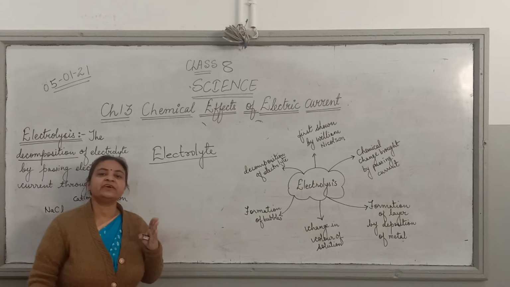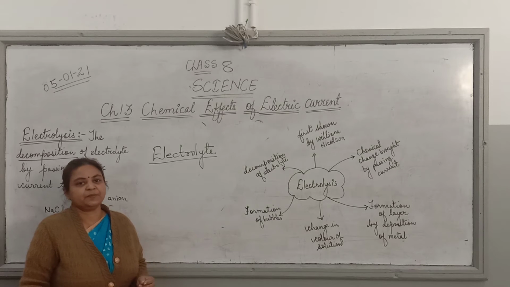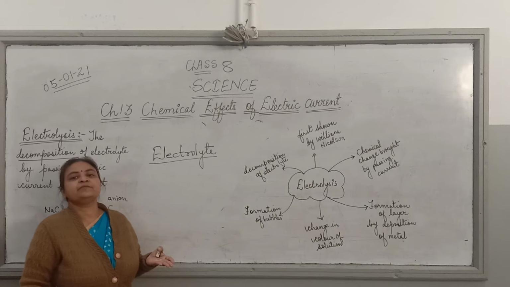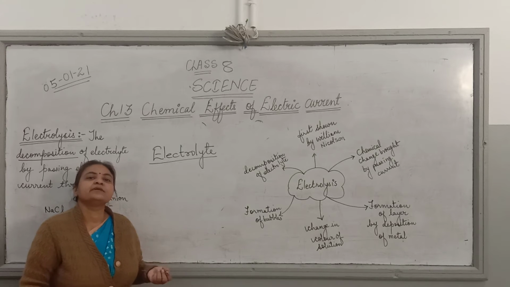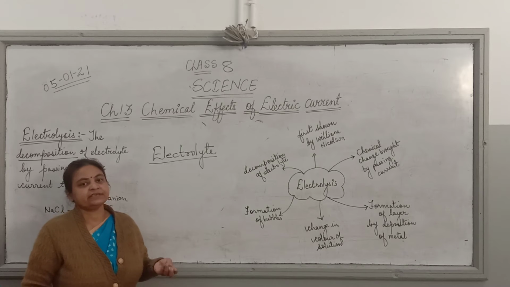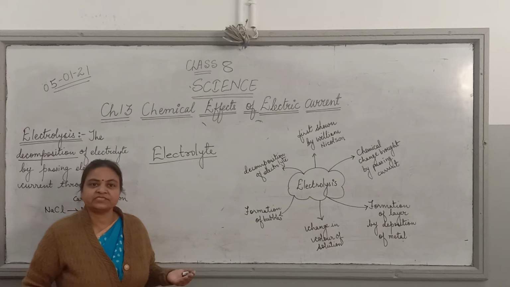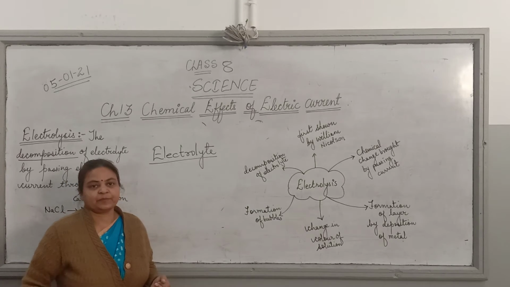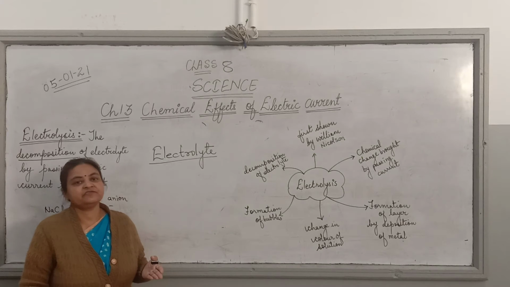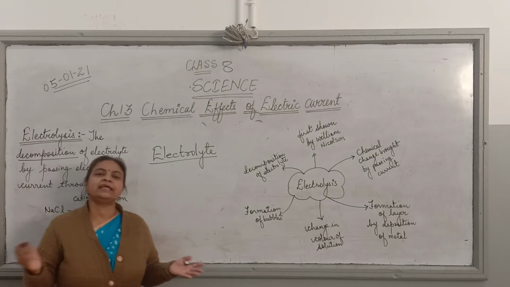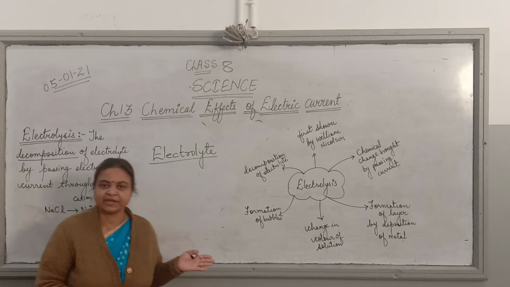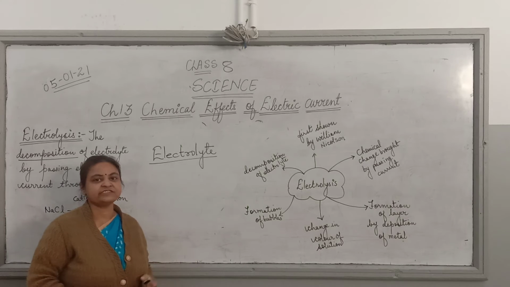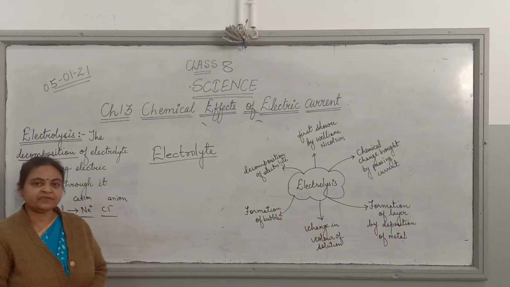Now this is a very important process industrially. It is useful for various purposes. It is useful in obtaining certain chemicals, obtaining gases like chlorine, oxygen, hydrogen. It is also useful for electroplating. You must have seen artificial jewelry which looks exactly like gold and silver. That is also made by using this process of electrolysis. This is one of the applications of electrolysis. That we will discuss later on.